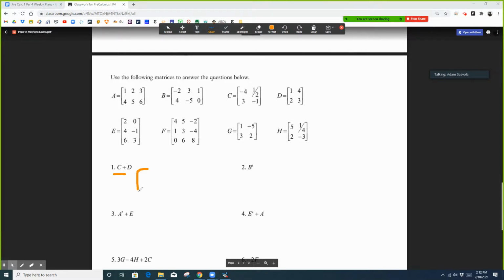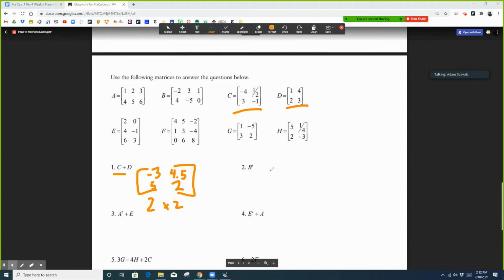So this is going to end up being a 2 by 2, because C is a 2 by 2 and D is a 2 by 2. And you can only add matrices with the same dimensions. It's going to end up being a matrix that's also 2 by 2. So -4 plus 1 is -3. 1/2 plus 4 is 4.5. 3 plus 2 is 5. And -1 plus 3 is 2. So that right there, 2 by 2 matrix, C plus D.